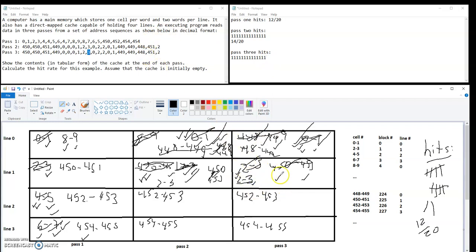451. 2, 3's gone. I really wish we had a set associative cache which gives us choices of who to evict. 2.